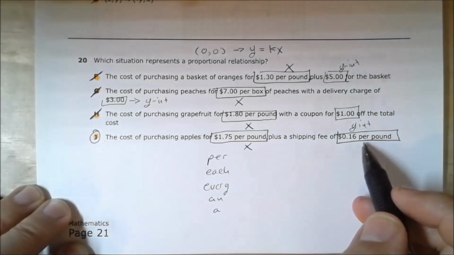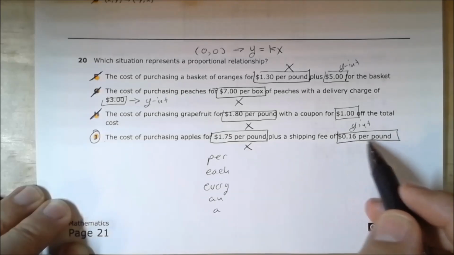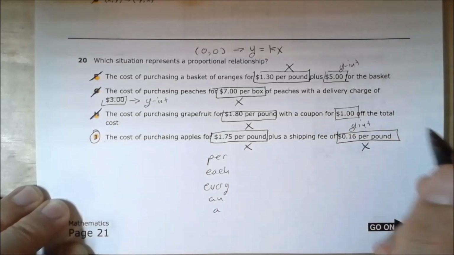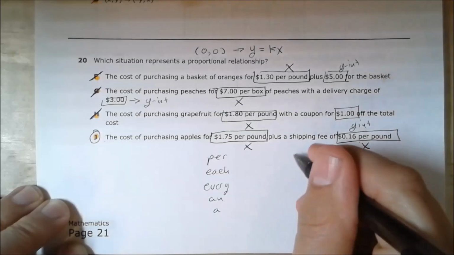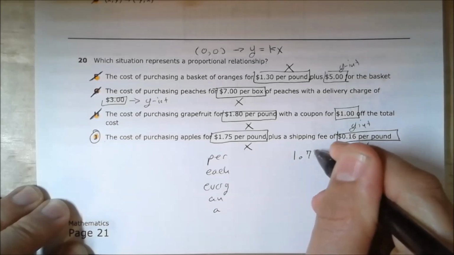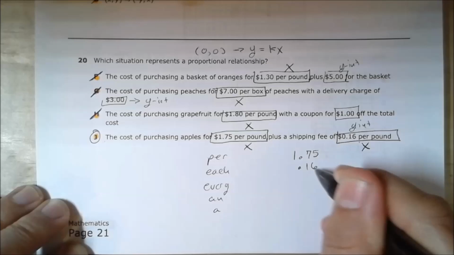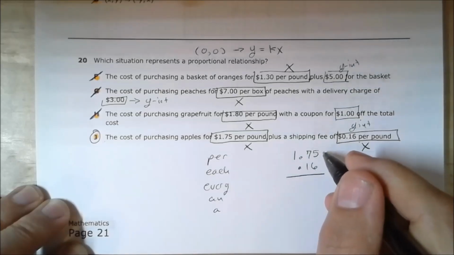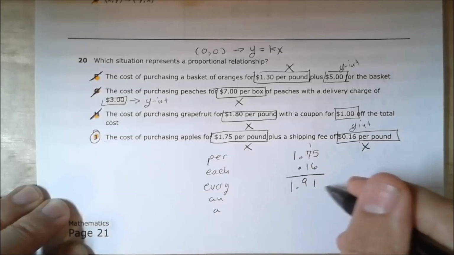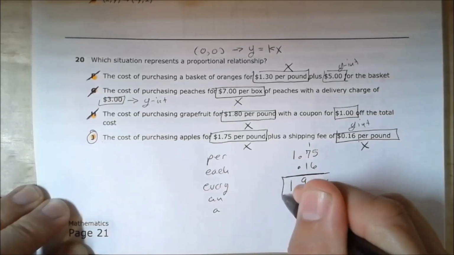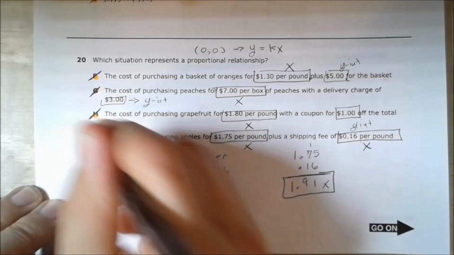Notice in this instance, it didn't just say plus a shipping fee of 16 cents, it says 16 cents per pound. That gets an X. In other words, in this case, we have two unit rates. And if you're wondering, well, we can't have two unit rates, right? We're just supposed to have one. Well, what we could do with two unit rates, to simplify things, is just add them together, right? And that would give us $1.91 times X, and it would be a single unit rate because we combined them. So J is the correct answer.